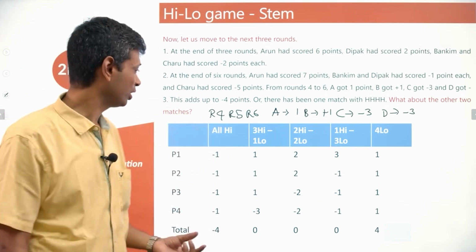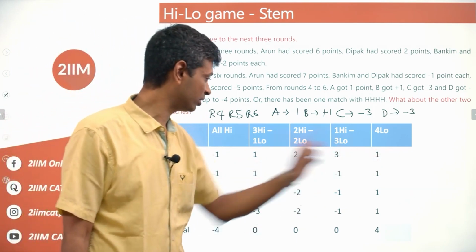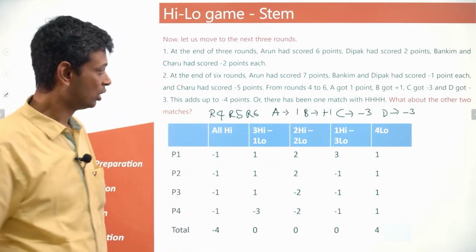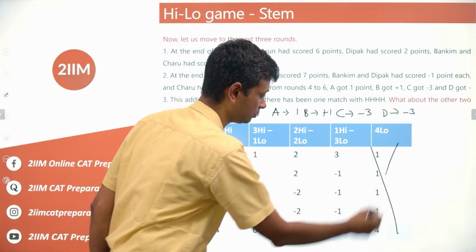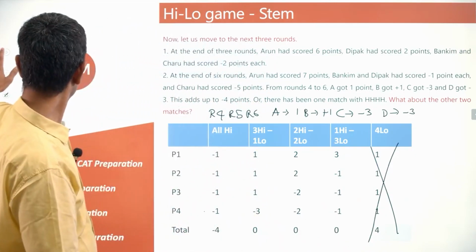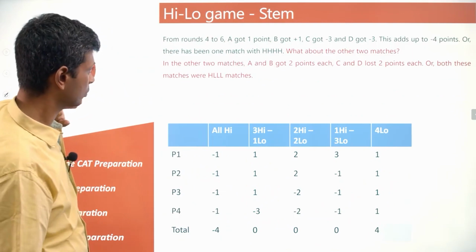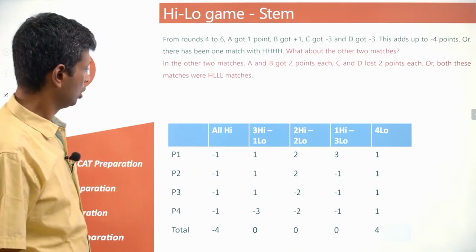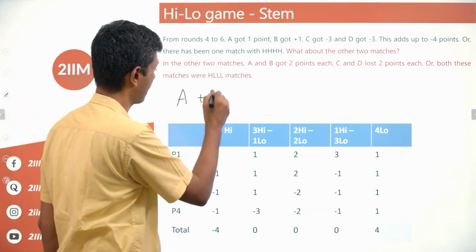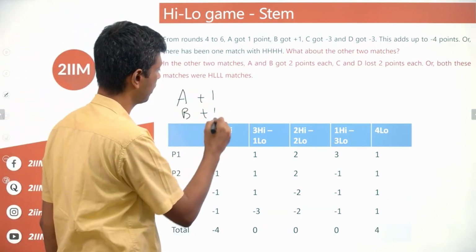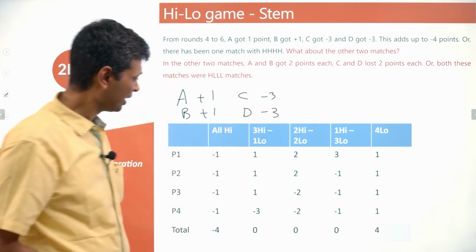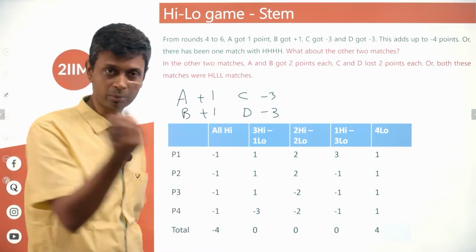Again, same reasoning. The remaining is not coming from this and this combined. Otherwise, they would have got identical scores. So in the last 3 rounds, there's no round of 4 low. One round of this already happening. Lovely. So let's capture that. And so now let's come back to this. A got 1. B got +1. C and D got -3 each. And so there's one game where all of them got -1, -1, -1, -1.